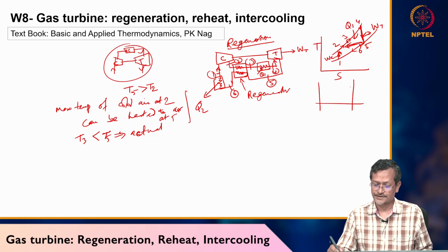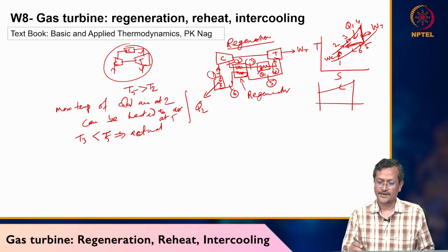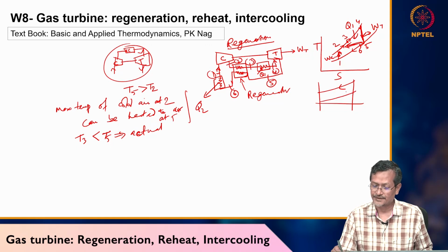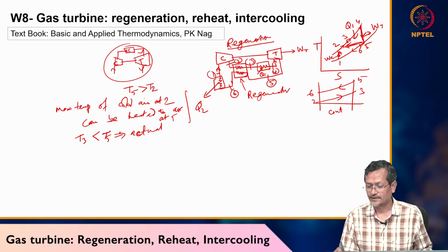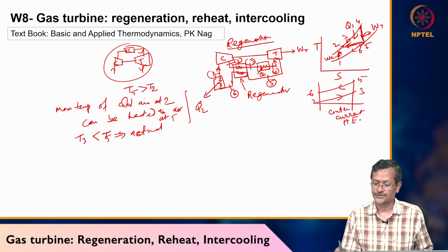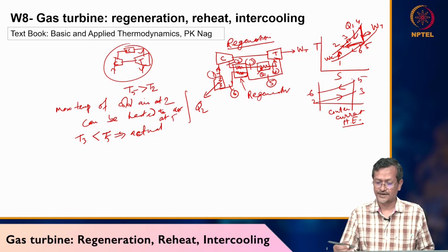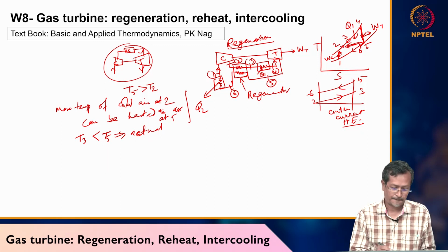Between 5 and 6, the 5 temperature is higher and the 6 temperature is lower. Between 2 and 3, the 2 temperature is lower and the 3 temperature is higher. So here we have 5, 6, 2, 3. You can see this is a counter current heat exchanger, and we are assuming counter current. From 5 to 6 the fluid is releasing heat, and from 2 to 3 it is accepting heat.